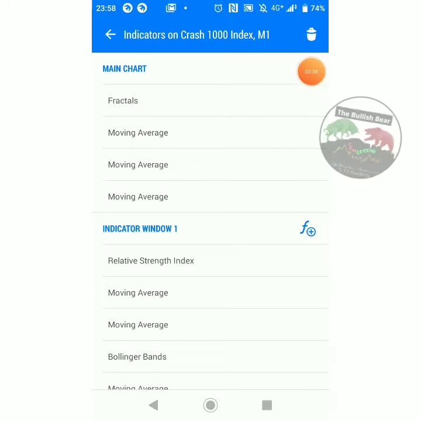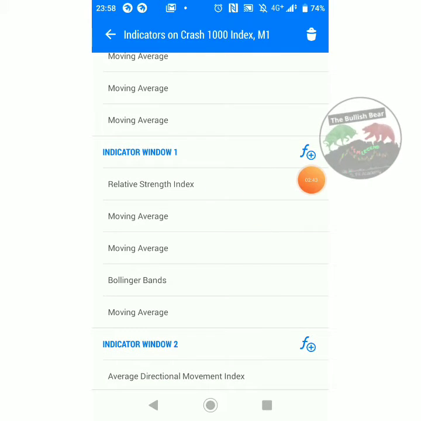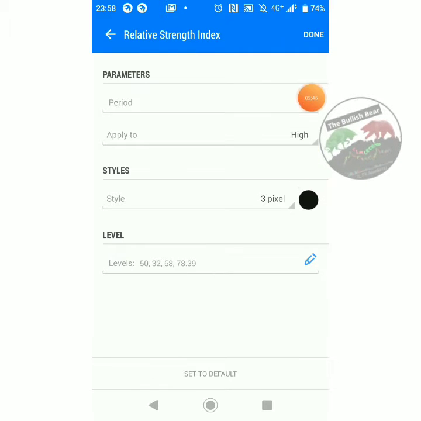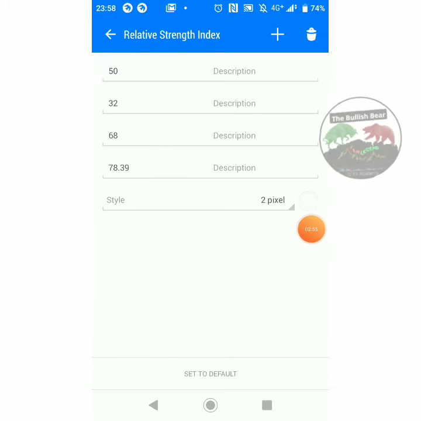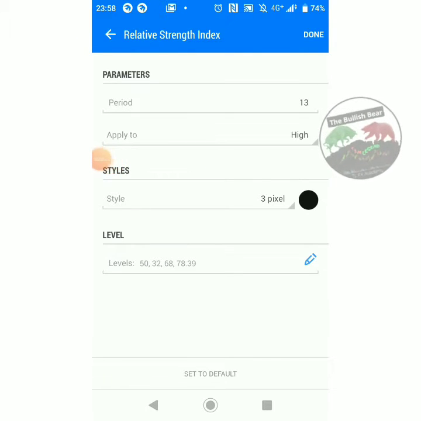You open your window 1, indicator window 1. You add relative strength index 13, high, black. Alright, if your background is black, make it black. If your background is white, make it white. Okay, under our levels, we have 50, we have 32, we have 68, and we have 78.39. You click done.